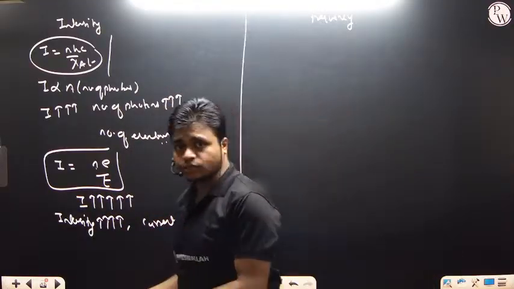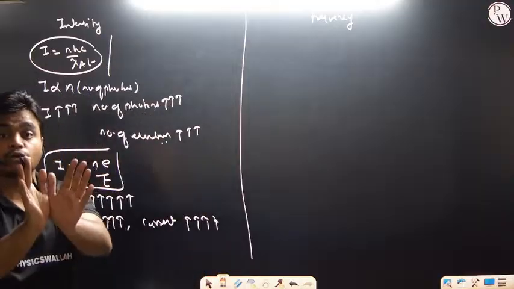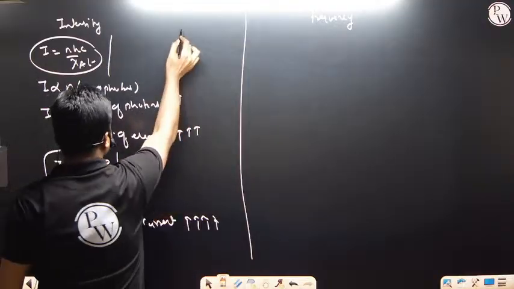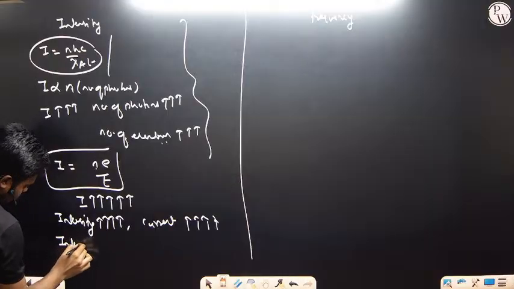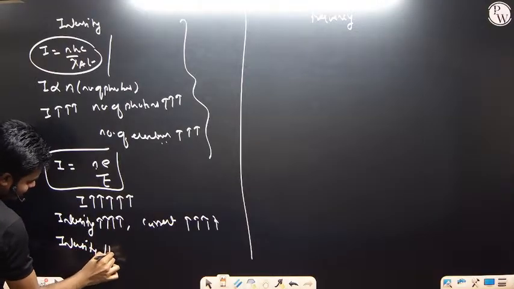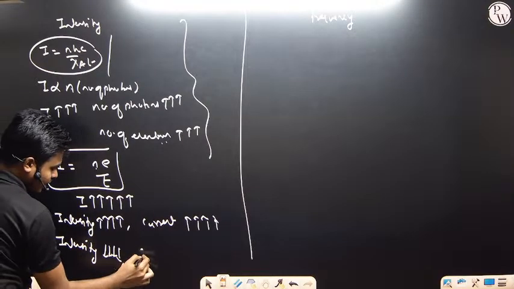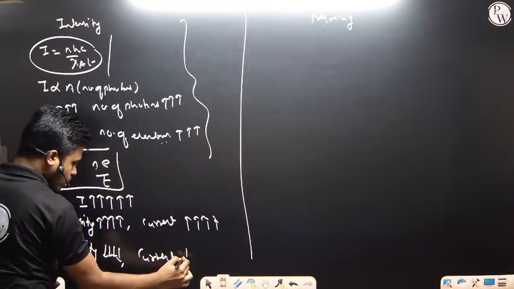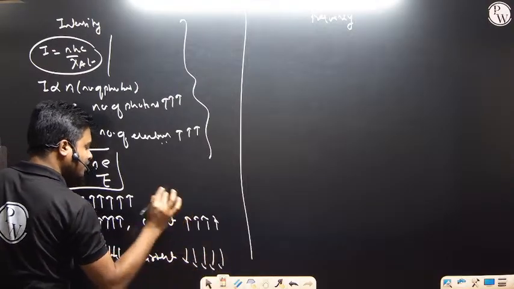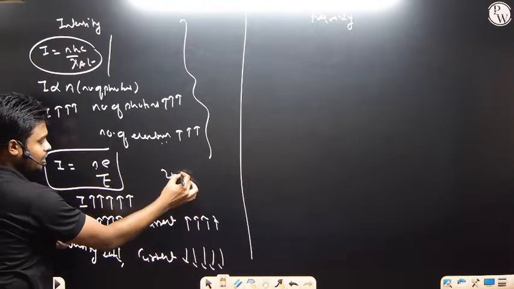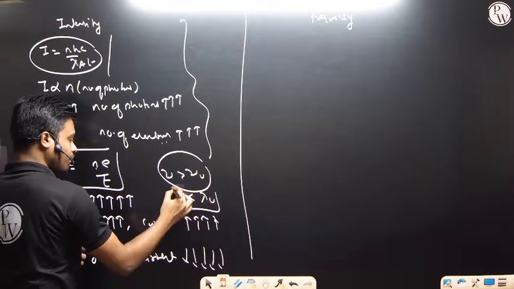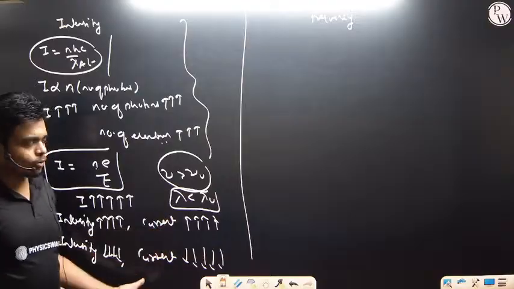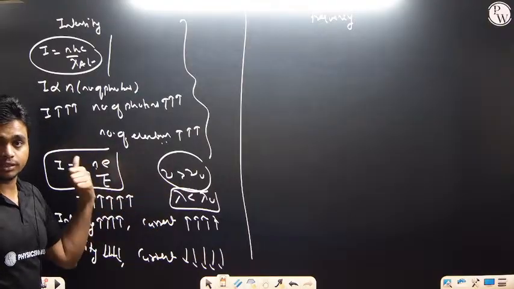And vice versa is also possible if we decrease the intensity at constant frequency. This should happen at constant frequency. Intensity decreases, then what happens? Current also decreases, provided all of this process is happening when the frequency nu is greater than threshold frequency and lambda is less than threshold wavelength. Remember this. This process should happen when this condition has to be satisfied.